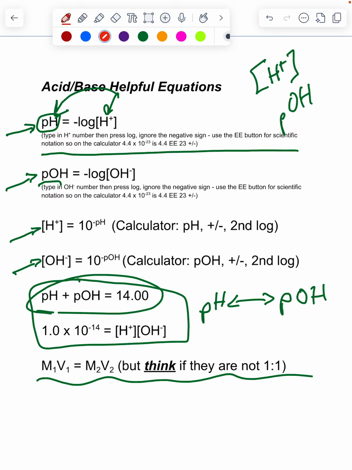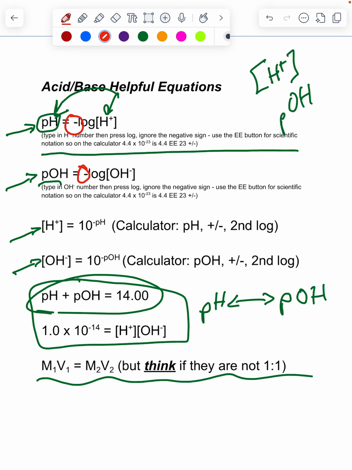But why is there a negative on these two equations? Well, every time you use the log button, you're going to get a negative answer. We don't want a negative pH. So the negative times a negative is a positive. To be honest with you guys, I plug in the H value, I hit log, and I just ignore the negative sign, all right?